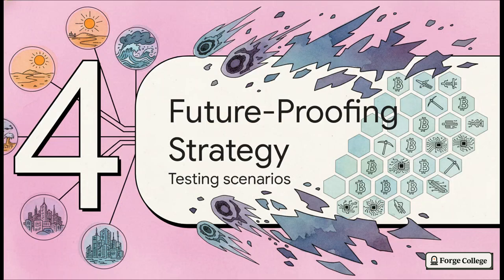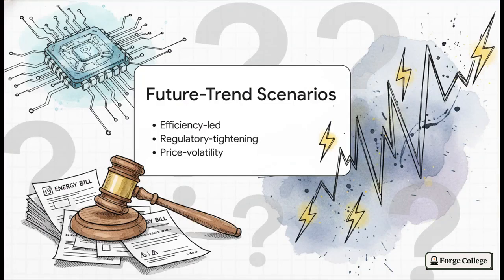Let's move on to Section 4, future-proofing your strategy. We need to make sure this master plan can survive a harsh impact with reality. To do that, your report has to evaluate these 3 highly plausible future trend scenarios. First, efficiency-led. What happens if next-generation hardware suddenly makes your current fleet obsolete overnight? Second, regulatory tightening. What if a new local law suddenly taxes your energy usage into the ground?